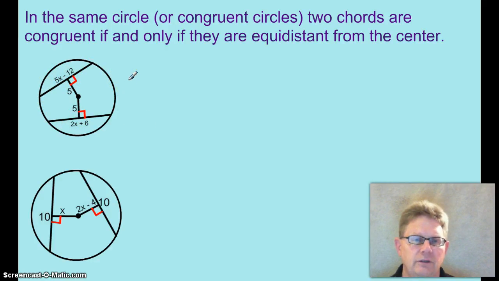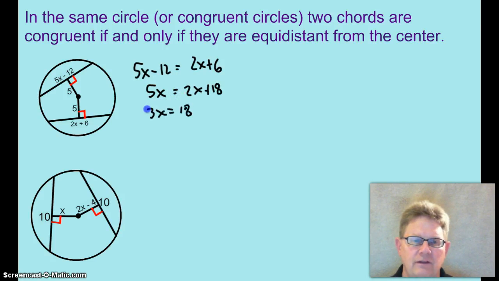So our equation in this case would be 5x minus 12 equals 2x plus 6. Add 12 to both sides. 5x equals 2x plus 18. Subtract 2x from both sides. 3x equals 18. X equals 6.